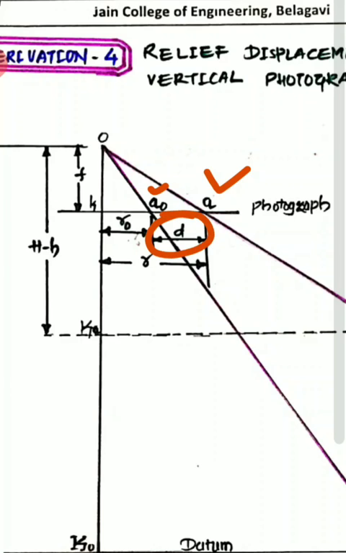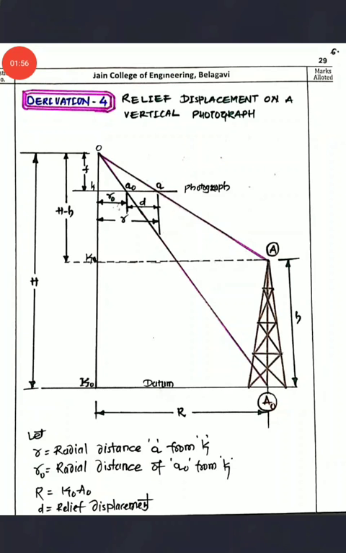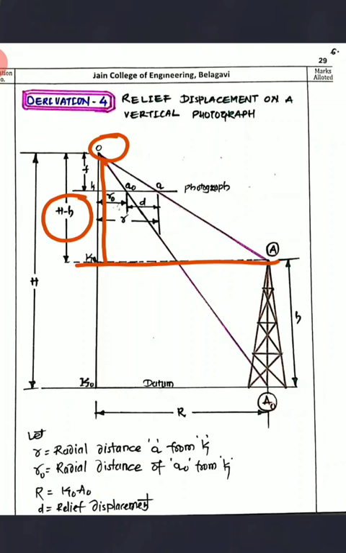This we call relief displacement. And here you will be having a small k, which is the principal coordinate, and O is the exposure station. The distance between O and K is F, that is the focal length, and the distance between the exposure station and datum is H. If this is H, then the distance between this capital K A and O, you can easily determine, is going to be capital H minus small h.